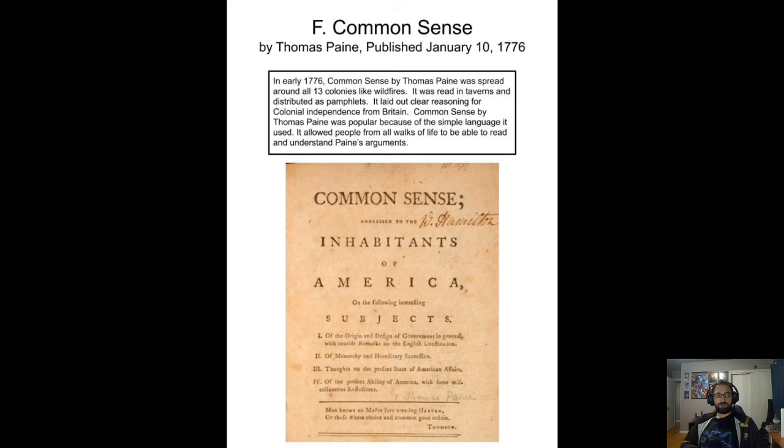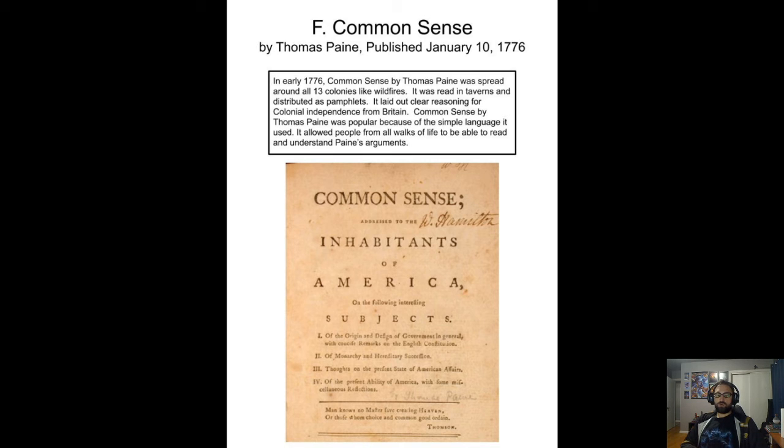Common Sense was written by Thomas Paine, published January 10th, 1776. In early 1776, Common Sense by Thomas Paine was spread around all 13 colonies like wildfires. It was read in taverns and distributed as pamphlets. It laid out clear reasoning for colonial independence from Britain. Common Sense by Thomas Paine was popular because of the simple language it used. It allowed people from all walks of life to be able to read and understand Paine's arguments.